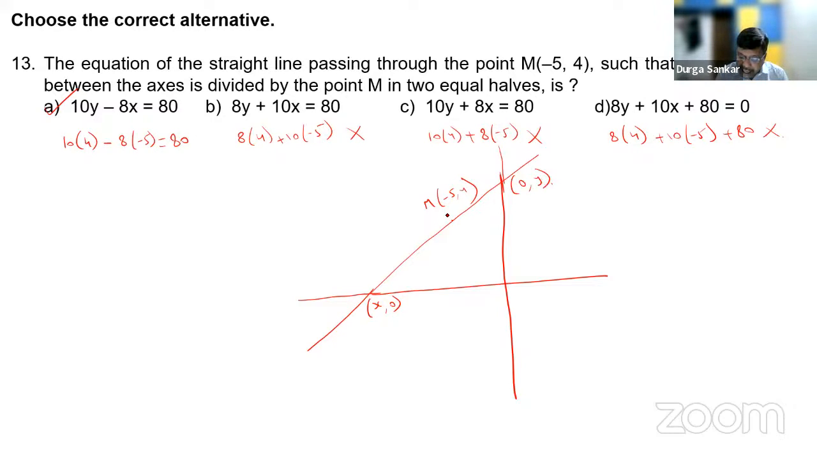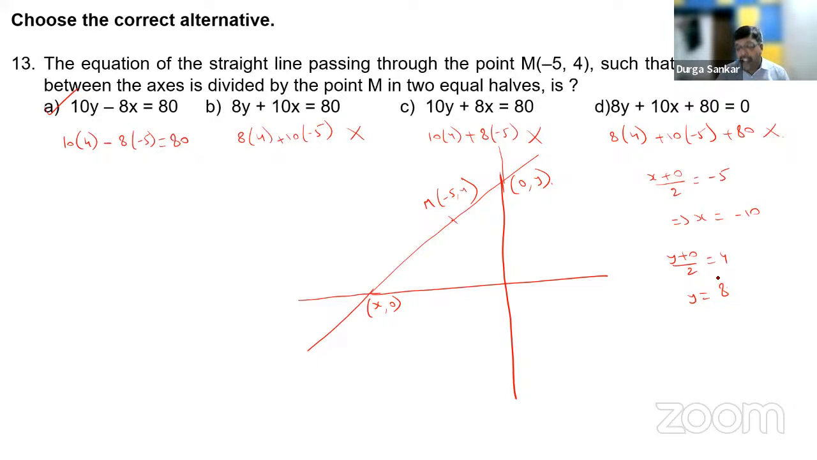Now it is given that M is a midpoint. I hope you remember the midpoint formula from coordinate geometry. So I can say x plus 0 by 2 is equal to -5, which gives x is equal to -10. And y plus 0 by 2 is equal to 4, which gives y is equal to 8.